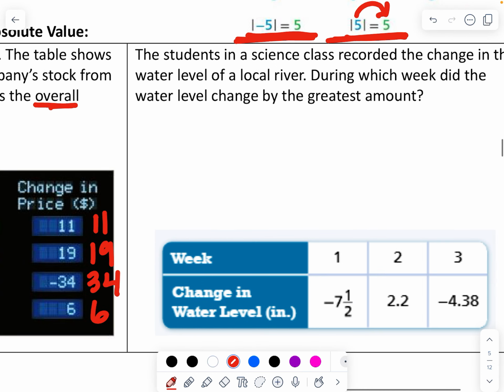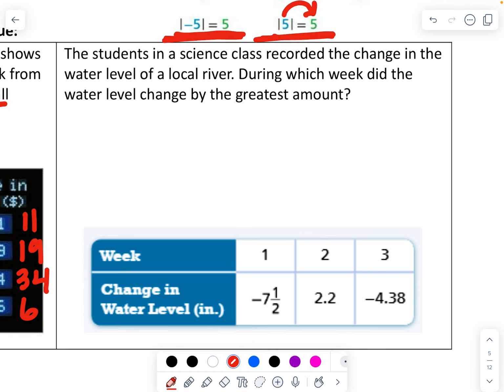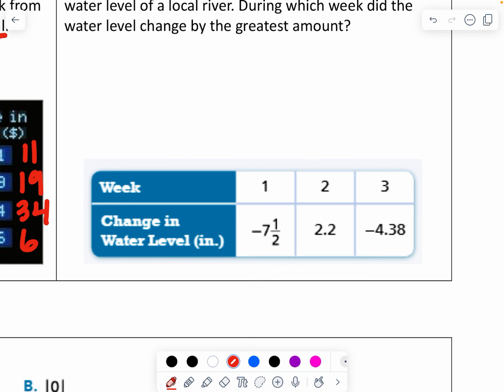So on this one, it says the students in a science class recorded the change in the water level of a local river. During which week did the water level change by the greatest amount? So it's not asking which one changes the greatest or which one had the greatest amount. It's asking which water level changed by the greatest amount. So whether it's positive or negative, we have to find the absolute value.